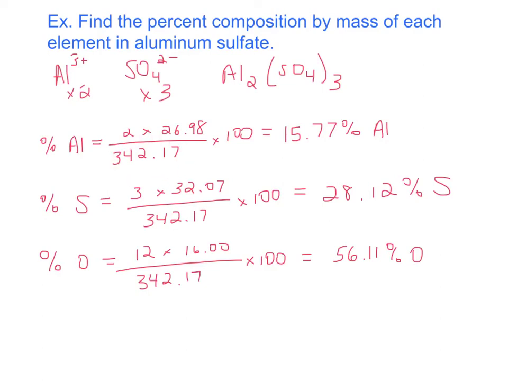342.17 grams per mole. So our percent sulfur, we've got, as we said, 3 of these times its molar mass divided by the molar mass of the compound, and we get 28.12% sulfur. Now for oxygen, we take 12, because 4 times 3 is 12 oxygens, times its molar mass divided by the molar mass of the compound, and we get 56.11% oxygen. Nice job.